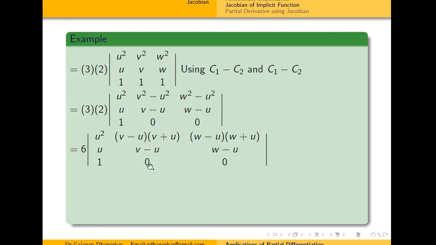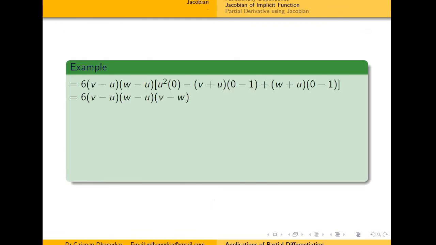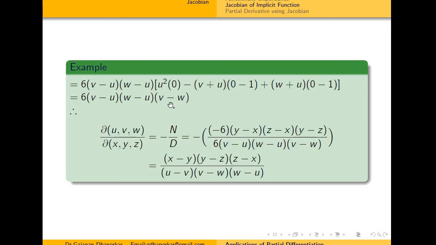Now v minus u from the second column is common, and from the third column w minus u is common, and we take them outside. Now we solve this determinant directly and get its value, which is equal to 6 (v minus u)(w minus u)(w minus v). This is our D, and by putting these values in our formula, we will get our equation.